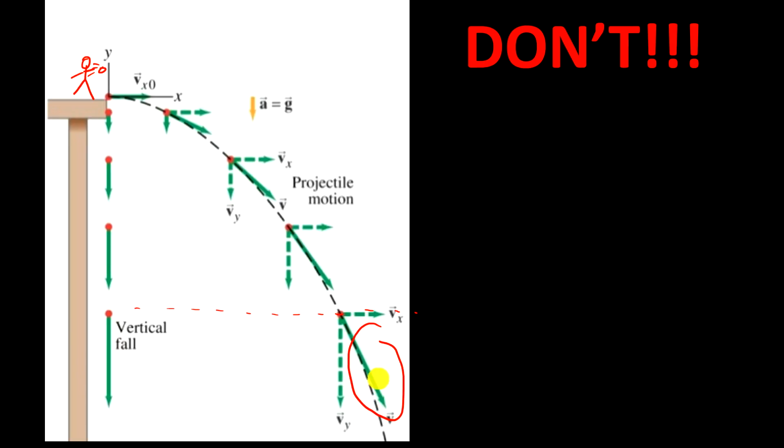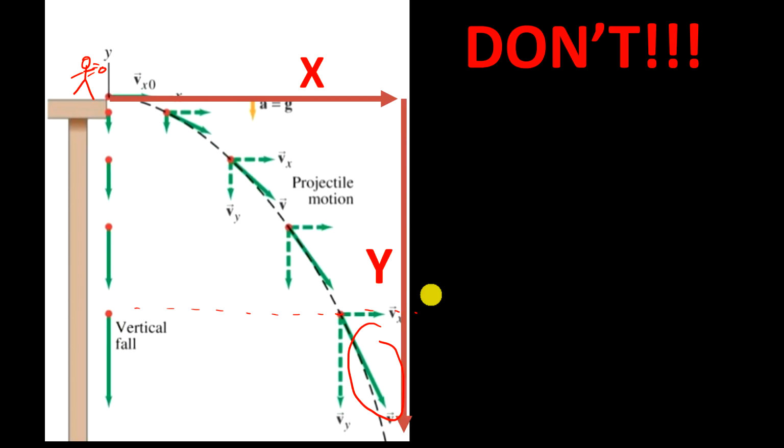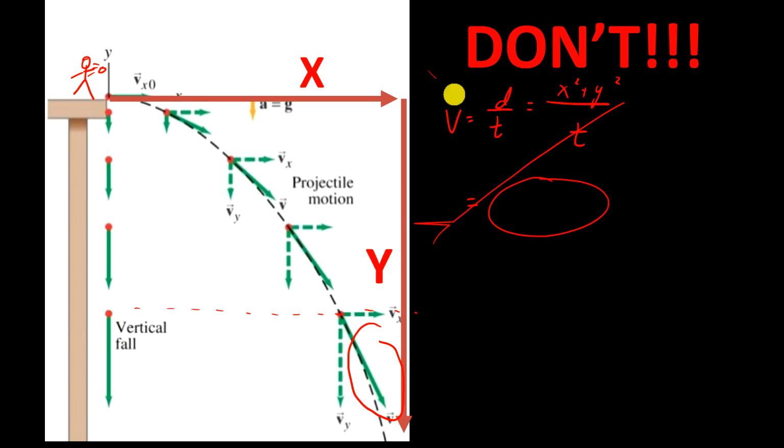They say, okay, we're trying to find this velocity. Well, I know the x direction. I know the y direction. So the velocity here is distance over time. Well, if I know x, if I know y, that's going to be x squared plus y squared divided by the time. Bing, bang, boom, I'll have my velocity. That is totally incorrect. When you're trying to find these velocities, you must use the velocity vectors.